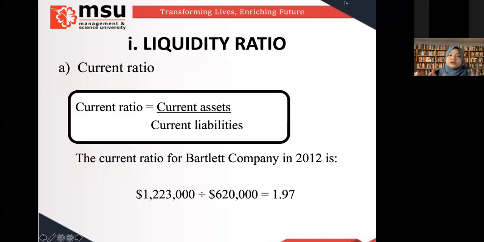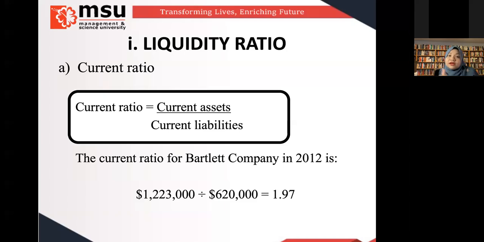The liquidity ratio is for us to evaluate the ability of the company to pay their short-term financial obligation. So what is the short-term obligation? It means the payment that the company has to pay as soon as possible. Financial commitment means that there is a requirement of payment.